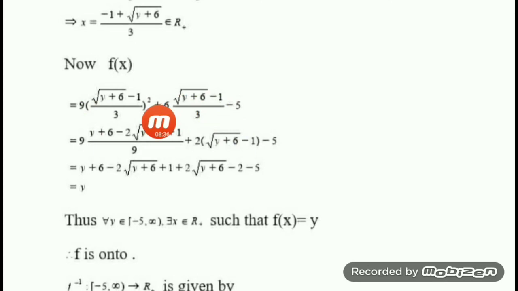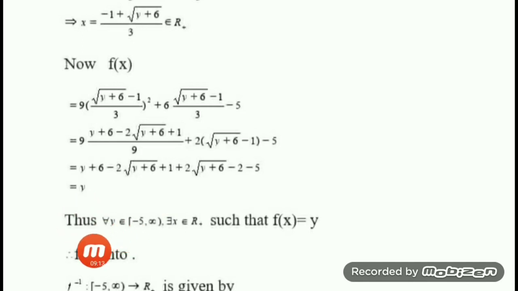Let us simplify. 9 will keep as it is, the whole square is there. So 3 becomes 9, and this is (a − b) whole square, a² − 2ab + b². This 2 and 3 will be cancelled out, 2 will be left, and inside the bracket I am writing these things, minus 5. 9 and 9 cancel out, only this expression will be left: y + 6 minus this plus 1. Now again this and this expression cancel out. Here 6 is there, plus 1 is 7, minus 2 minus 5 is −7, 7 and 7 cancel out. What is left? Only y will be left.